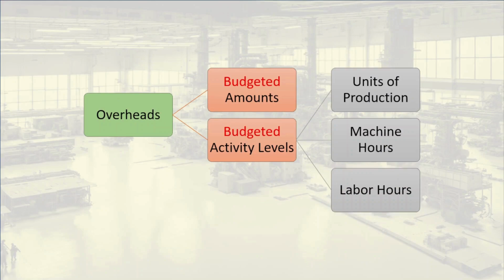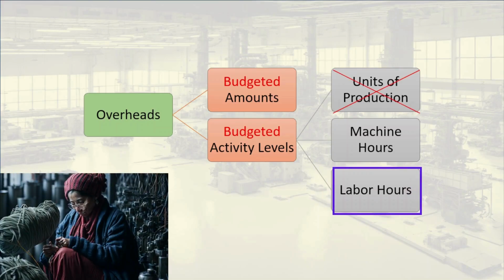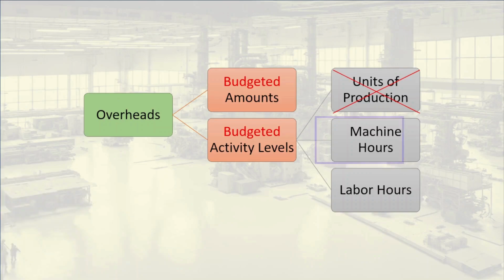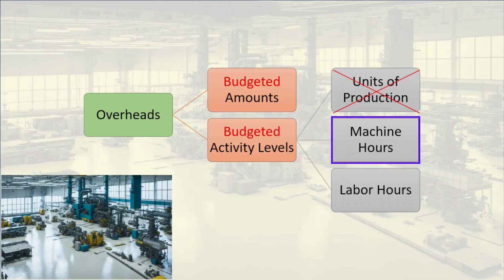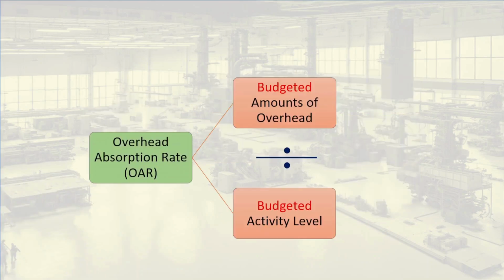However, when a company produces multiple units, using units of production as a metric of activity level is not appropriate. If the production process relies heavily on labor, labor hours are used as the activity level. On the other hand, if the production process relies heavily on machines, machine hours are used. To allocate the overheads to the units, an overhead absorption rate is used. This rate represents the ratio of production overheads to levels of activity, and in order to gain a better understanding of this concept, let's move to the following exercise.